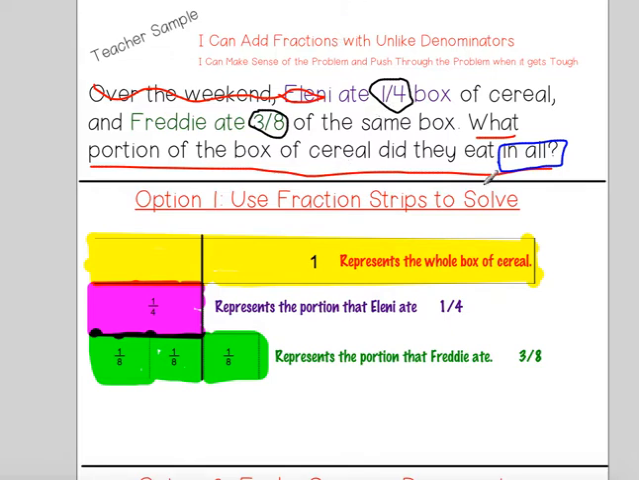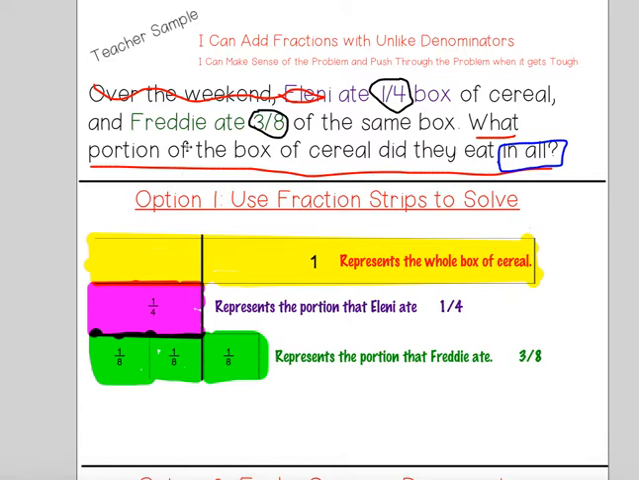So the question is asking what portion of the box of cereal did they eat in all? Well, in all tells me that I need to add because I'm putting two different numbers together to give me a total of what they ate all together. So I know that I'm going to have to add. I have two options to solve this problem. The first option is to use fraction strips, and you will have a PDF copy and a paper copy of fraction strips to use if this is how you choose to solve the problem.